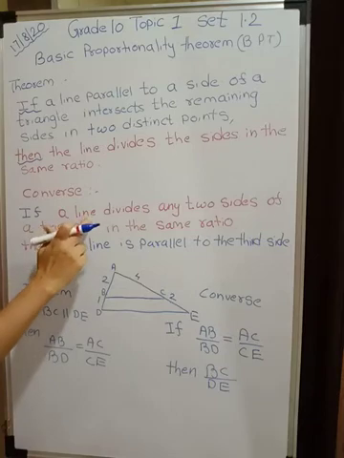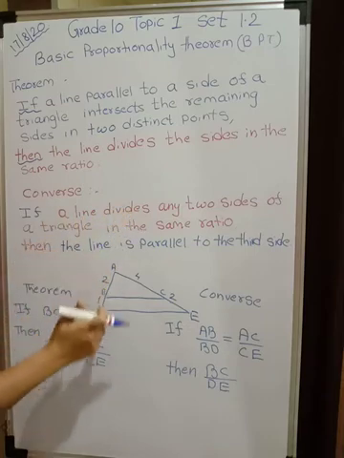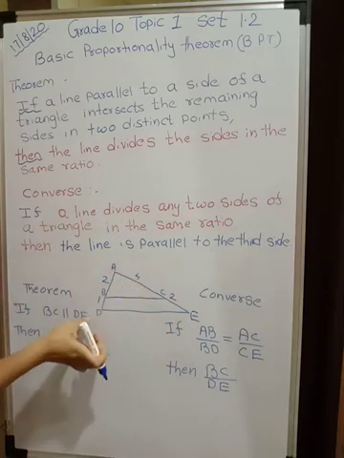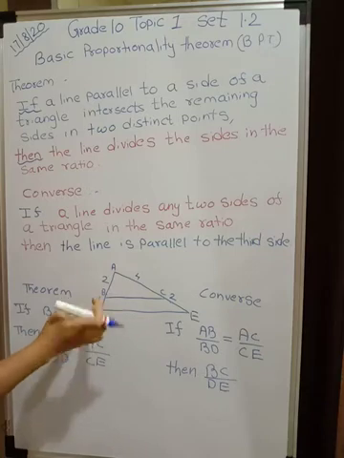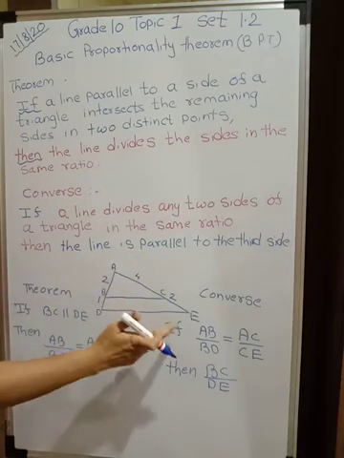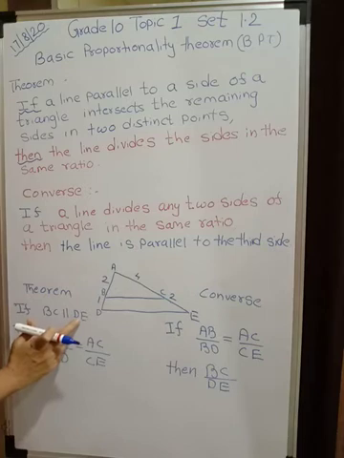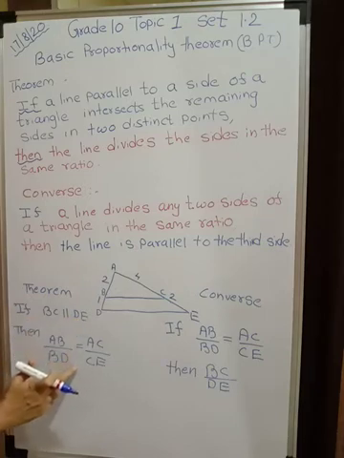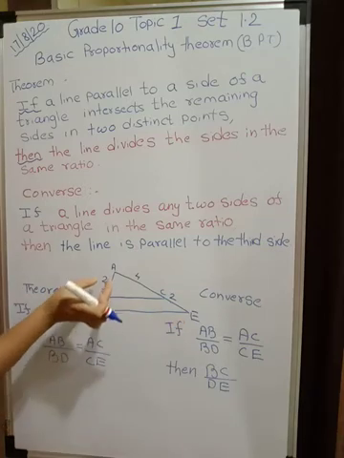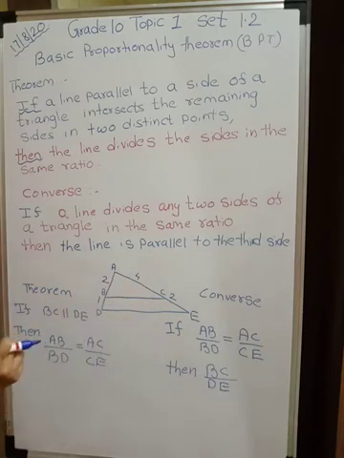If a line, now it is not saying that a parallel line, if a line divides any two sides of a triangle in the same ratio, that means the ratio is the same, then the line is parallel to the third side. So in the theorem, the line being parallel to the third side is given and therefore the ratios are equal. But in the converse, if the ratios are coming equal, then we can say that the line is parallel.